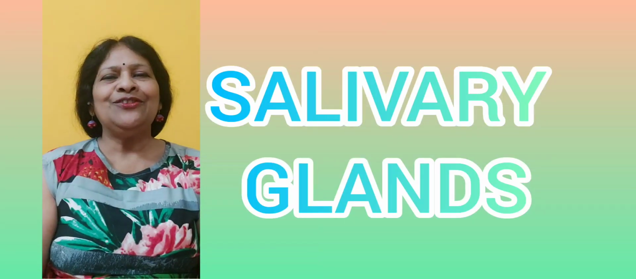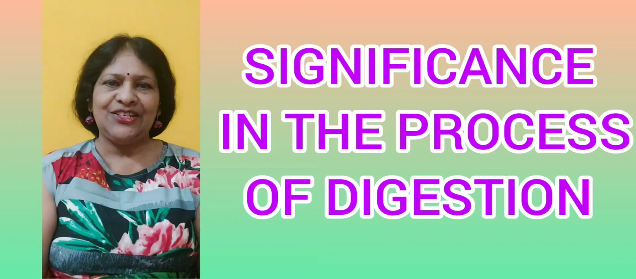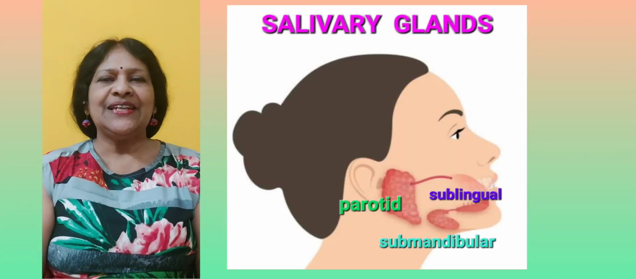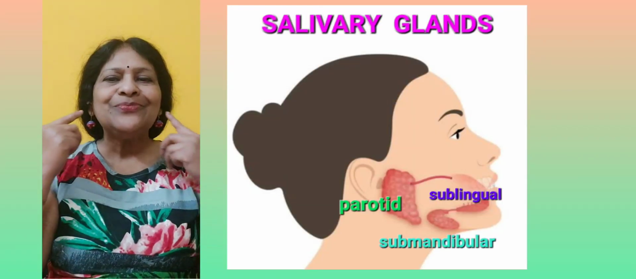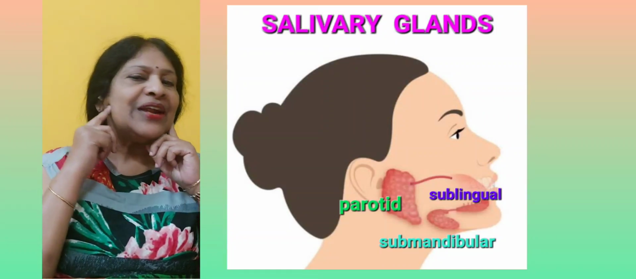In this session, we are going to focus on the salivary glands and their significance in the process of digestion. So let's get started. We have three pairs of salivary glands. The first pair is beneath each ear and right in front of it.